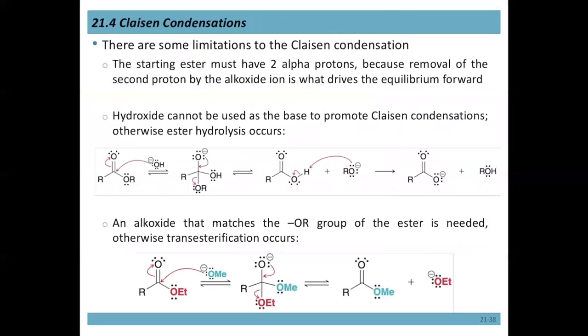So let's look at this a little bit more in depth: why we want to use the alkoxide and why we just don't use sodium hydroxide, and look at the limitations to the Claisen condensation. It's required that the starting ester has 2 alpha protons. So here we would actually need 2 alpha protons to help drive this equilibrium forward. And the other limitation is we can't use sodium hydroxide.